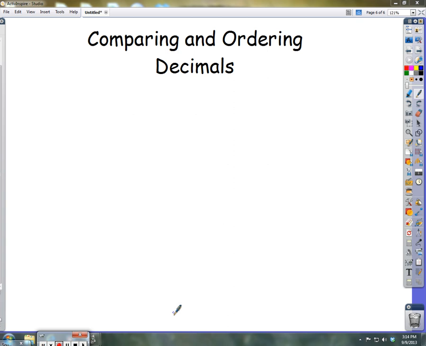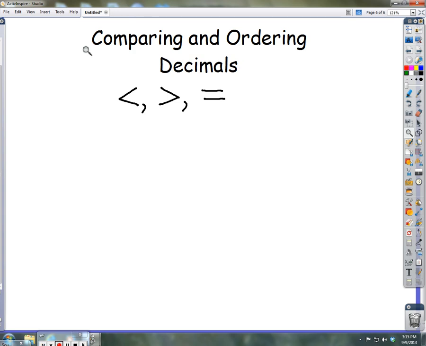In this video, we're going to look at how to compare and order decimal numbers. We are going to be using the symbols of less than, greater than, or equal to. So there are basically two ways that you can go about comparing and ordering decimal numbers. So let's first focus on comparing decimal numbers to each other.